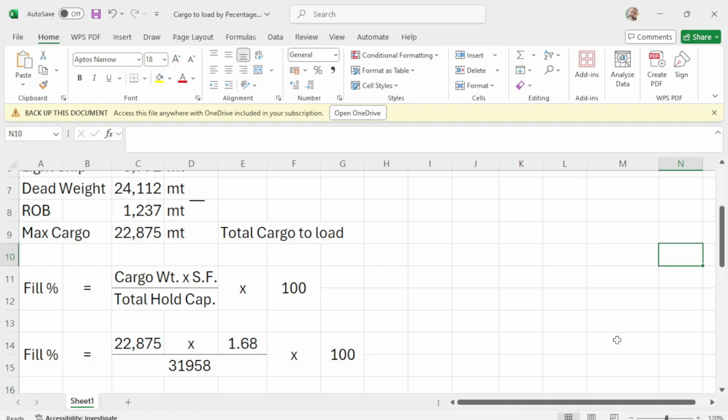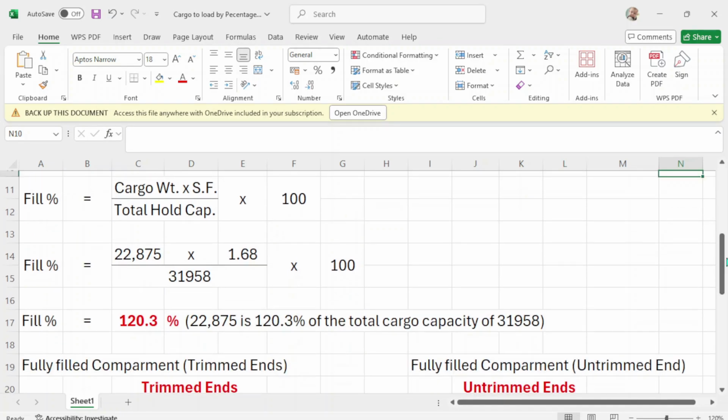So the formula for percentage is your total cargo to be loaded times your stowage factor over 31,958, times 100, and the answer will be 120.3 percent. This means the 22,875 is 120.3% of the total cargo capacity of 31,958, which is this one.